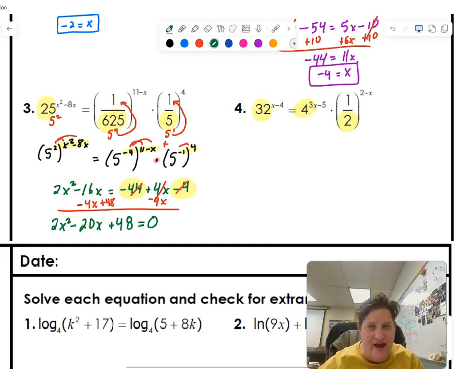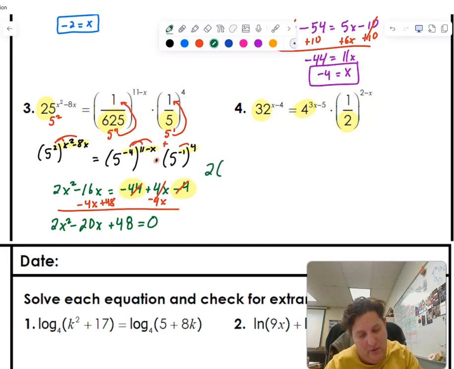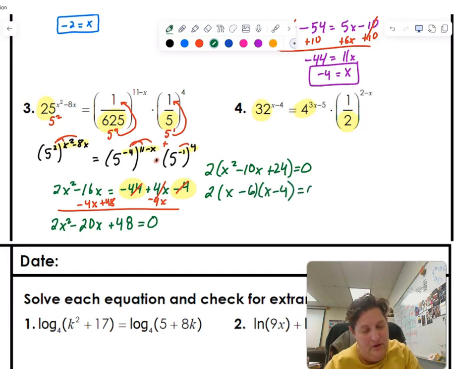All right, we're going to factor that. Now, this has a 2 in front, but that's all right. What we want to do is we're going to just take the 2 out. So it says x squared minus 10x plus 24. And then we can get 2 answers, okay? Because that's x minus 6, x minus 4. So my solutions are x equals 6, x equals 4.